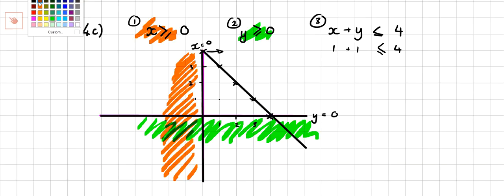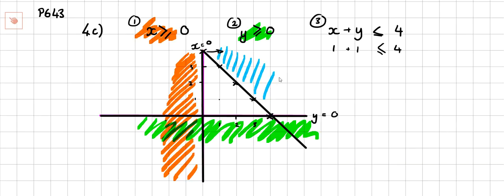And then finally, x plus y has to be less than 4. Well, that's that point there. So I'm allowed that point, so I'm not allowed that side of the line. Okay, so that's that inequality done. So where's my region? That one. My region is here. Any questions on that? That's all we have to do.